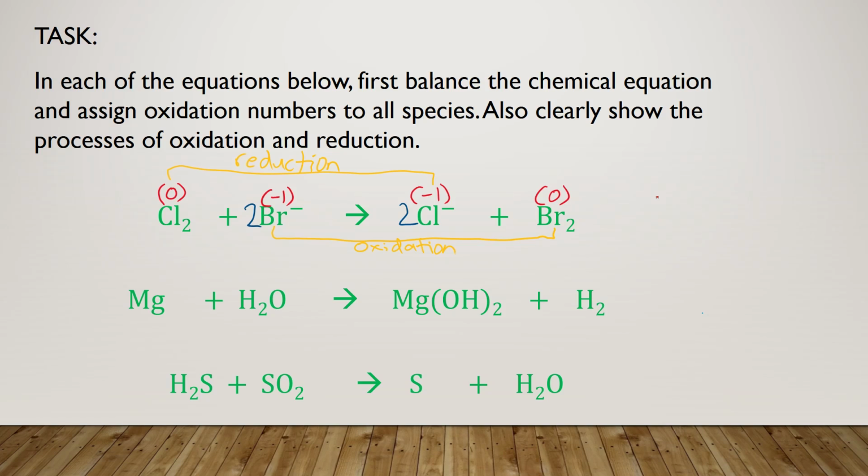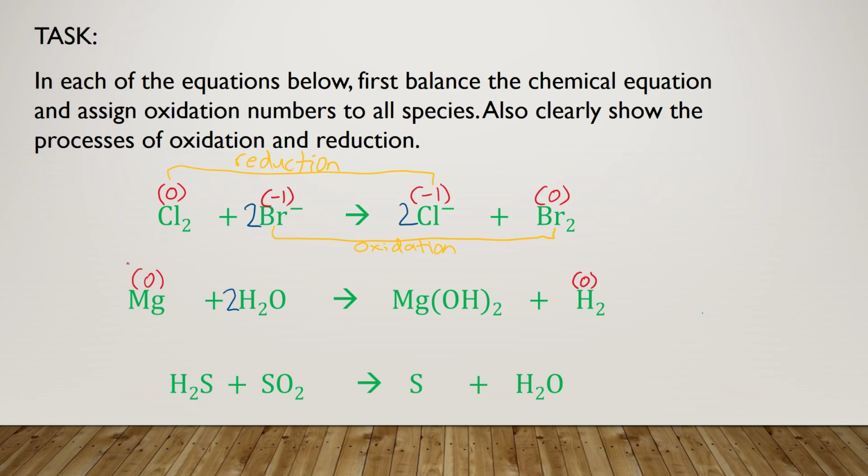Then we will see that we have magnesium reacting with water. So we'll start with the balancing of the full reaction. If we balance by multiplying the coefficient of water by 2, we can see that we balance for hydrogen, so 4 on that side, 4 on this side, and then 2 lots of oxygen on each side. So we're fully balanced, and we can start assigning oxidation numbers.